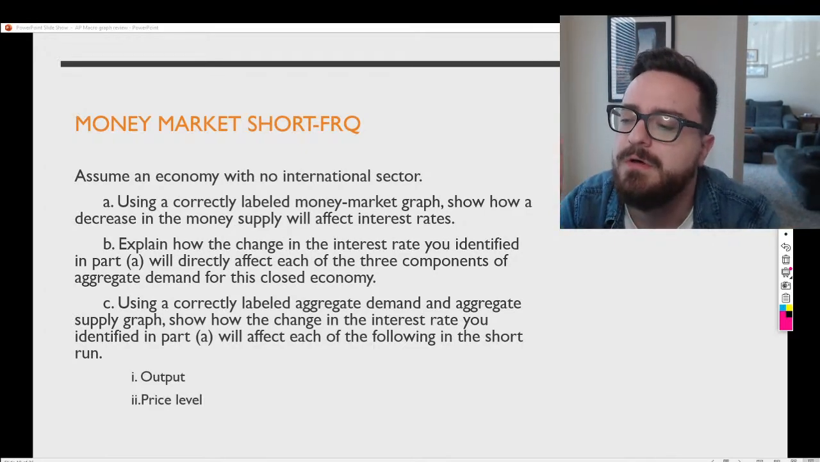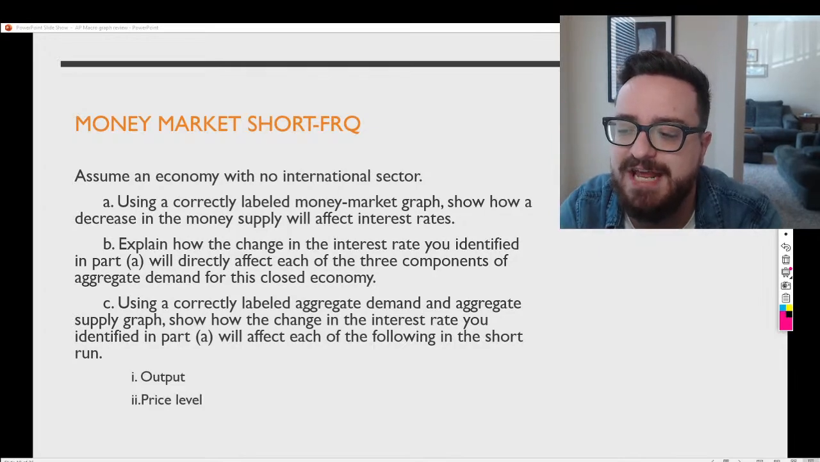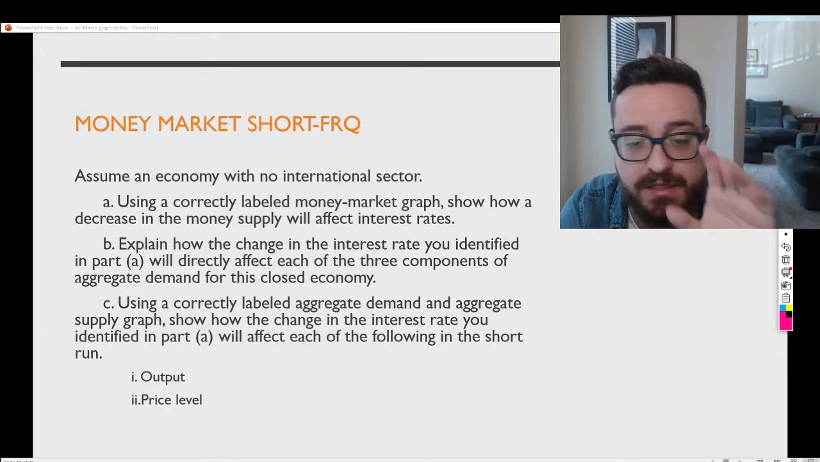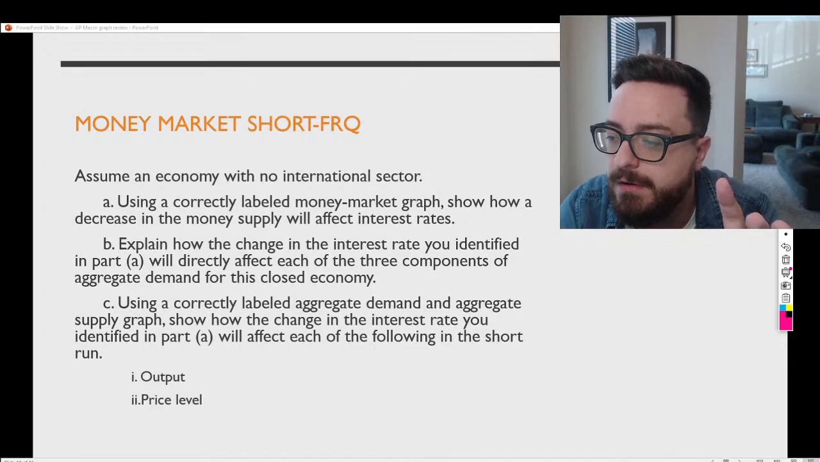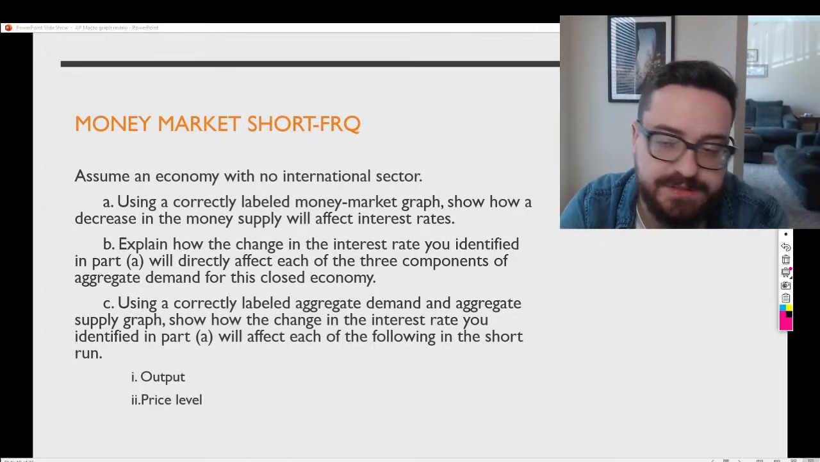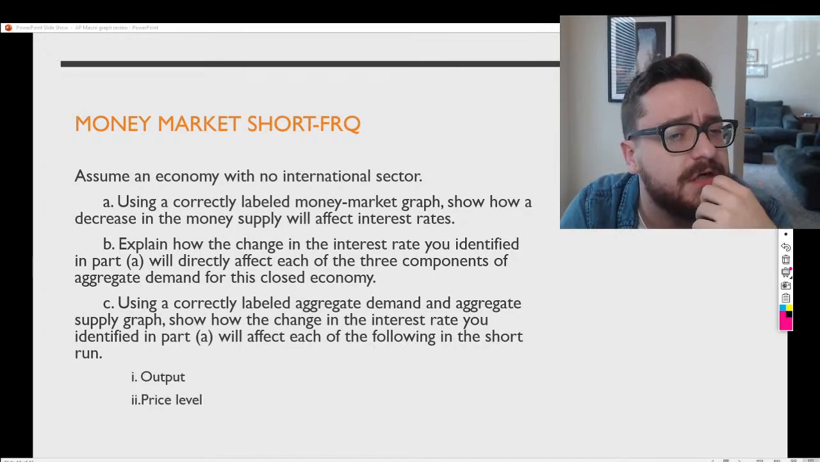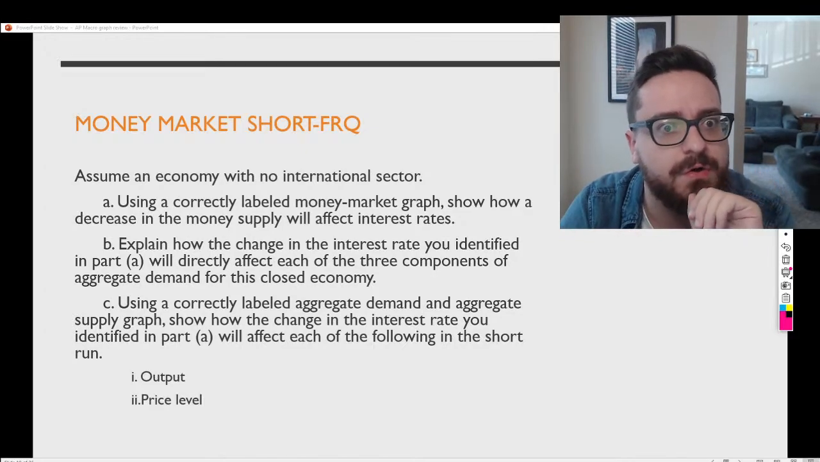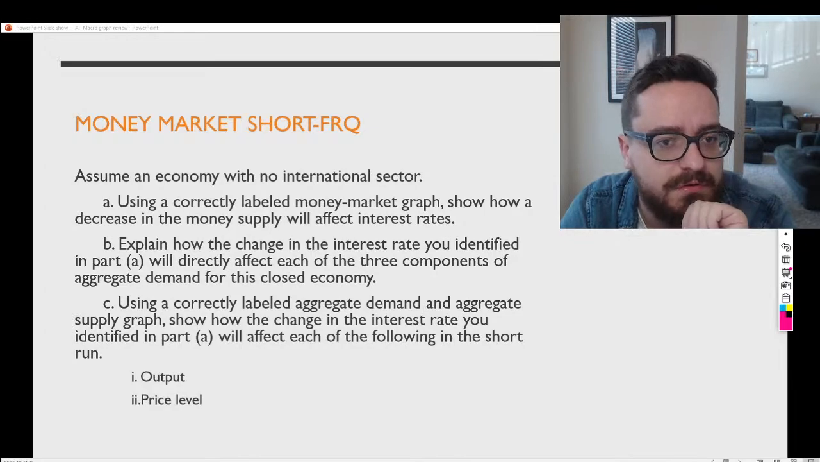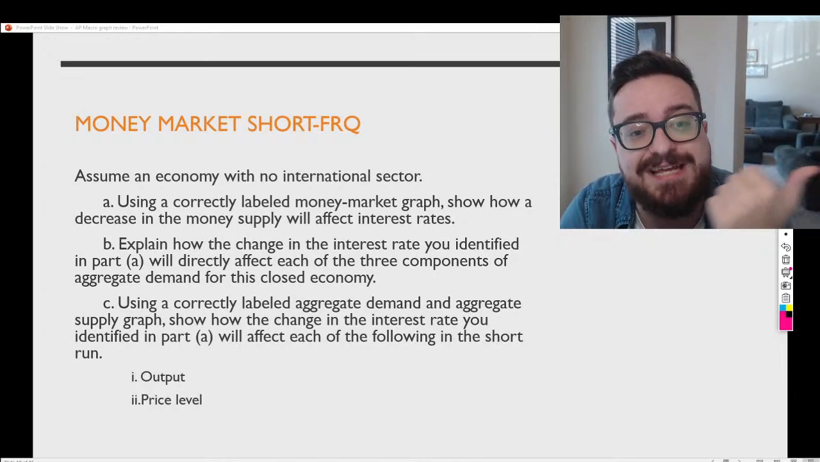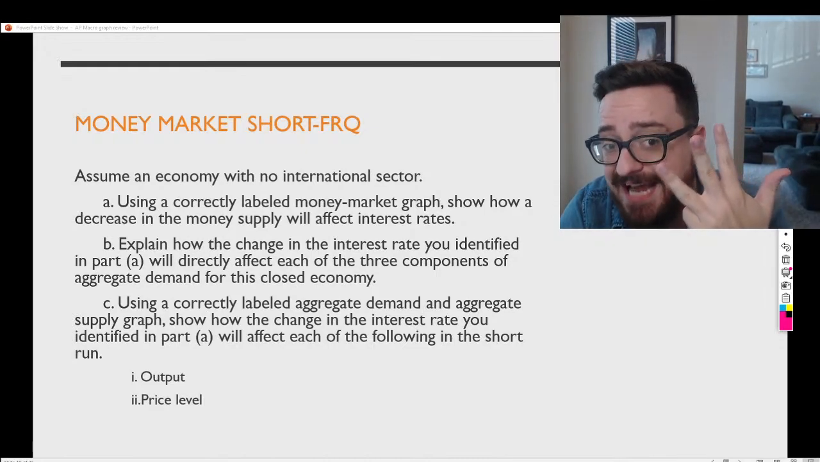Explain how the change in interest rate identified in Part A will directly affect each of the three components of aggregate demand for this closed economy. Things to freak you out there. Explain how it'll affect each of the three components of aggregate demand? But Mr. McRitchie, aren't there four? Yes, normally there are four, unless, of course, you don't trade, because the four are C, I, G, X, N.